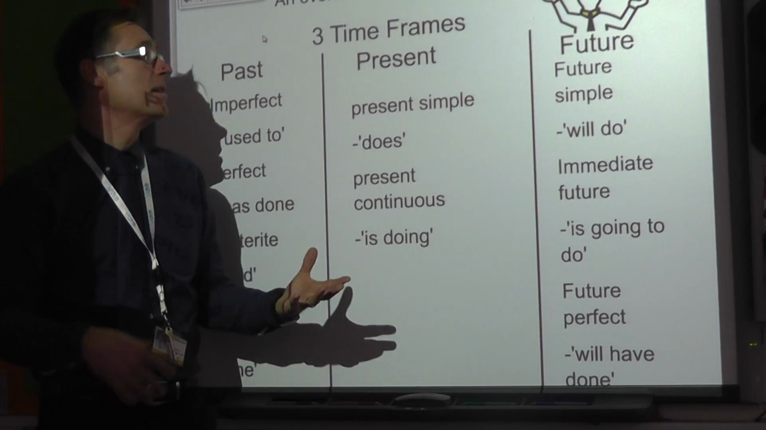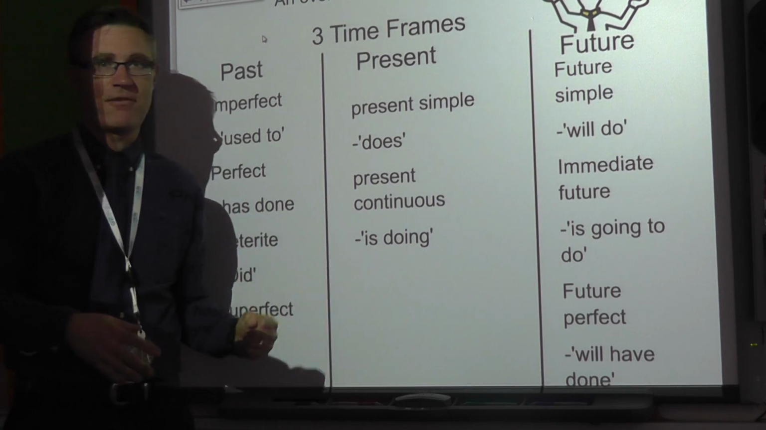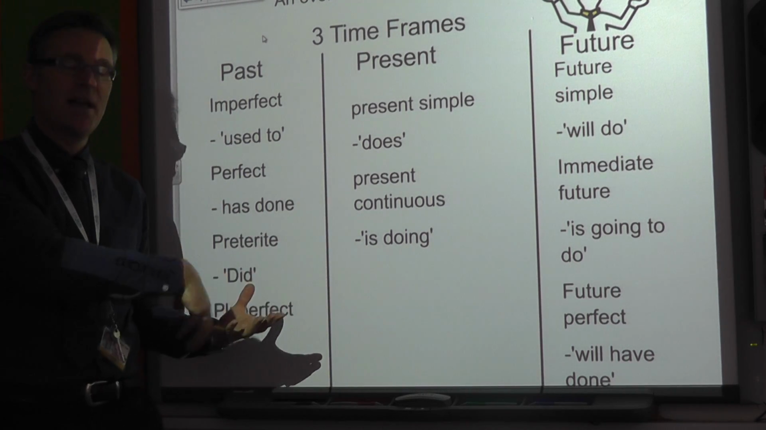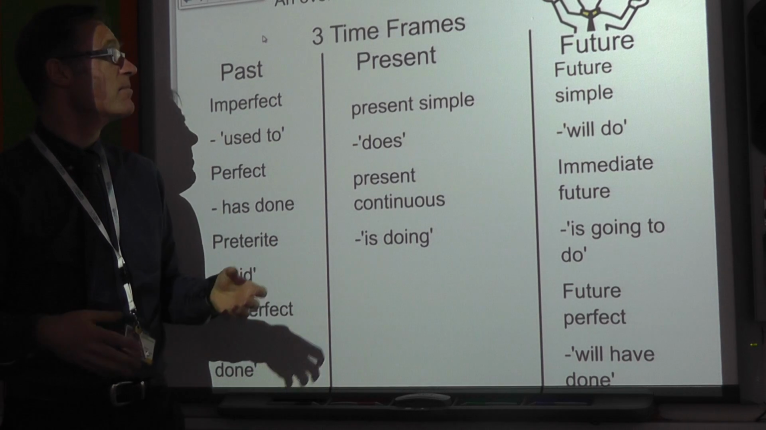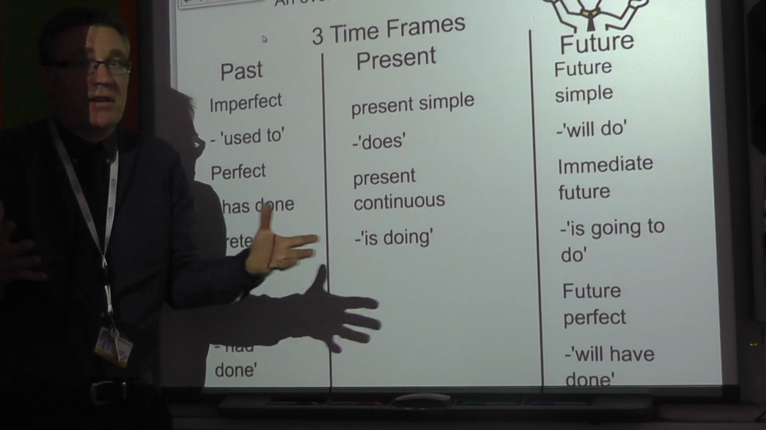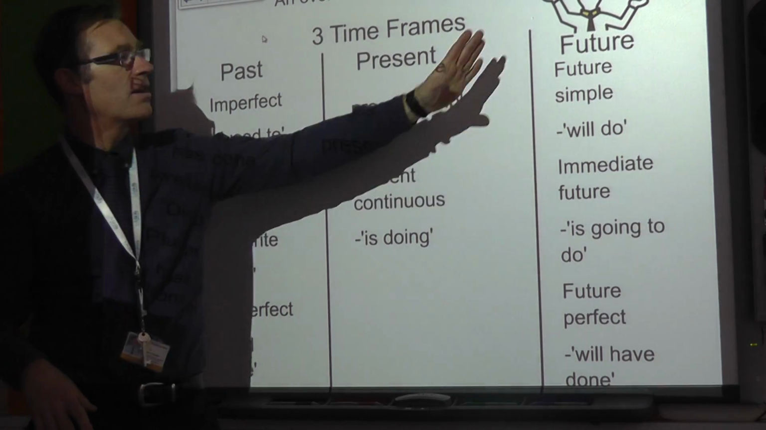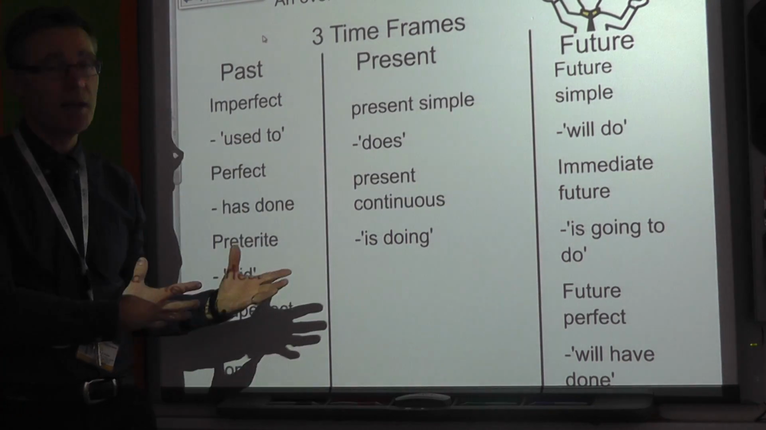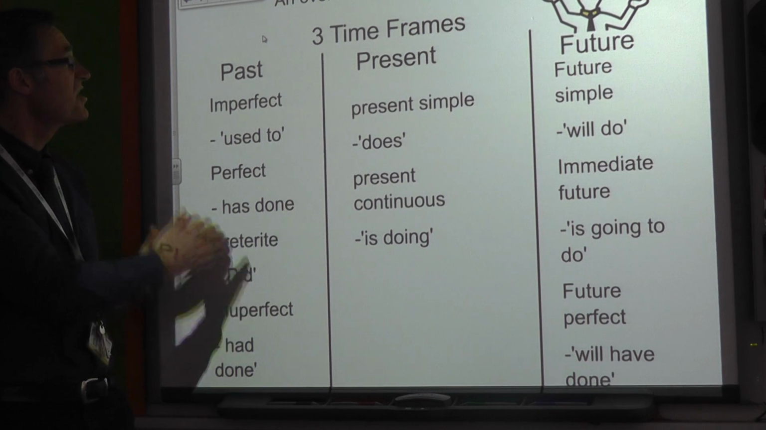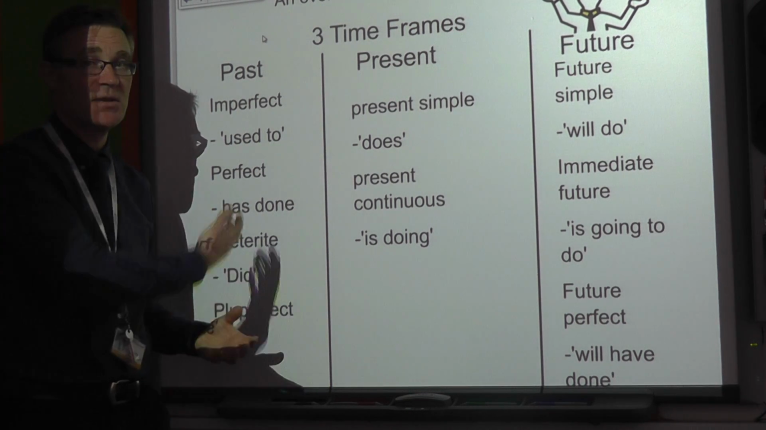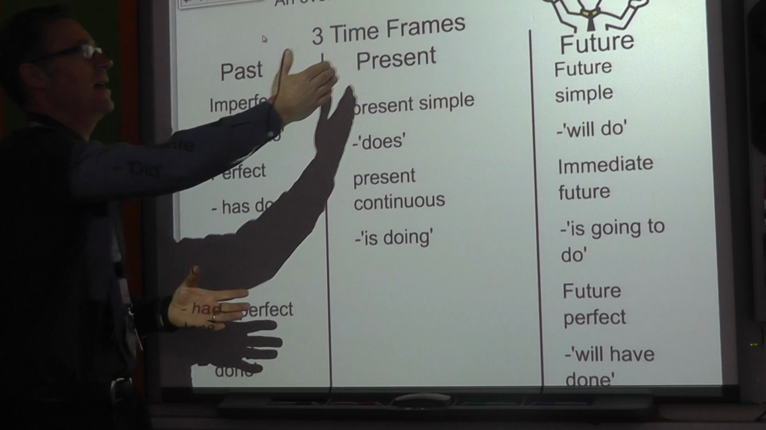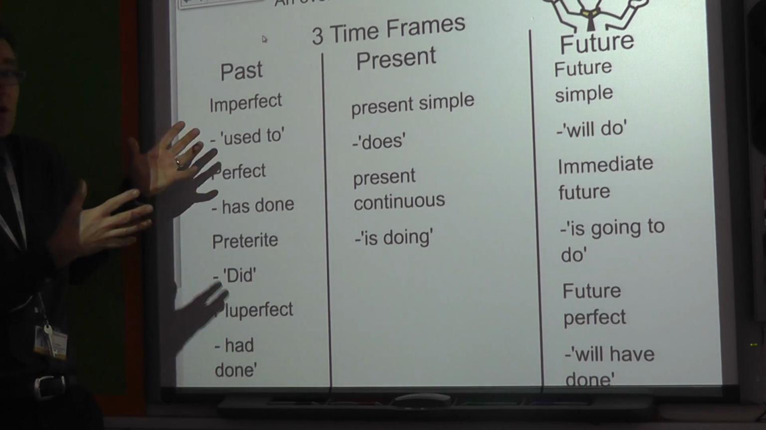So we came up with the idea that we're going to talk about 3 time frames, and then each time frame has its tenses that make up that time frame. So here are our time frames. Nothing new in this. We've got a past time frame, a present time frame, and a future time frame. And then within that, we've broken them down into the tenses. So when we're using the word tense, we're actually saying it's part of a time frame.